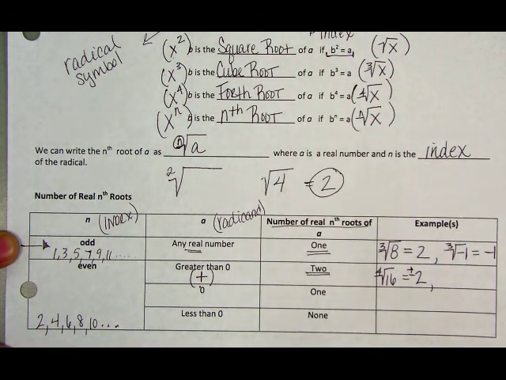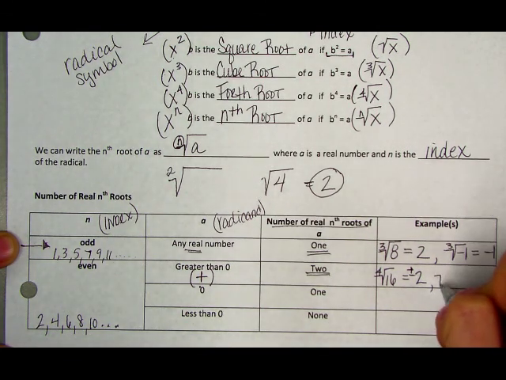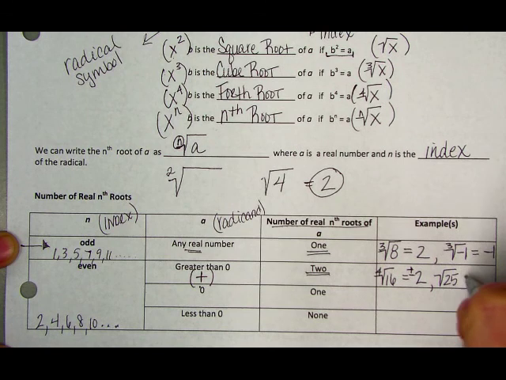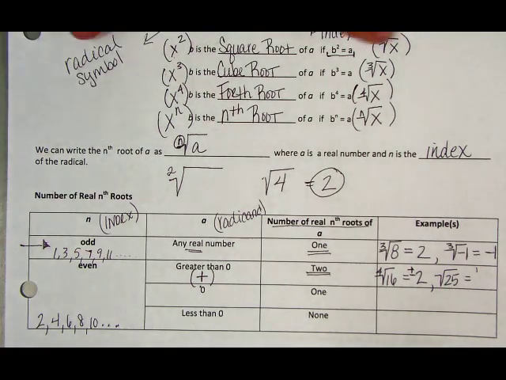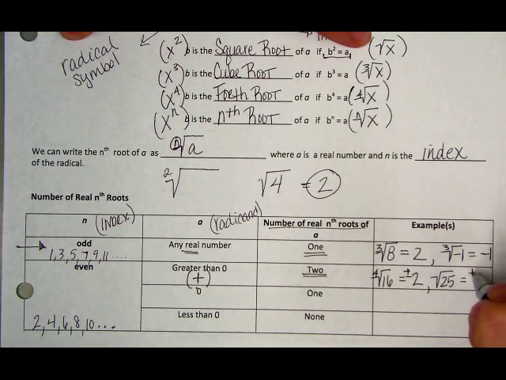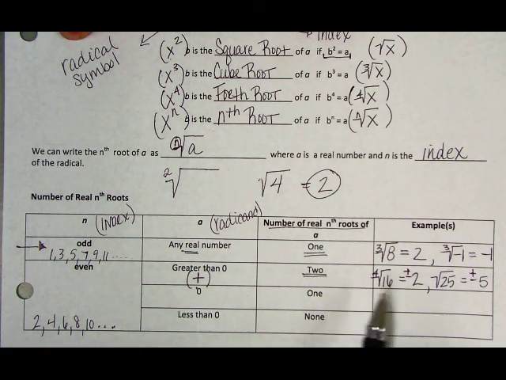You also know this in terms of square roots, right? If I took the square root of 25, 5 times 5 gives us 25, but negative 5 times negative 5 also gives us 25. So we would have an answer that would be positive and negative 5. So if you have an inside number that is positive, which is greater than 0, and you have an even index, you will have 2 answers, a positive and a negative.